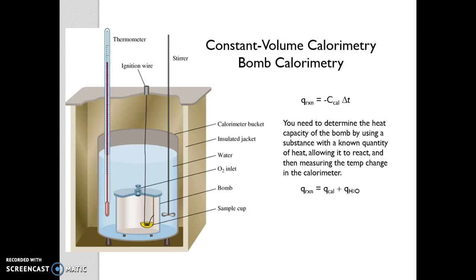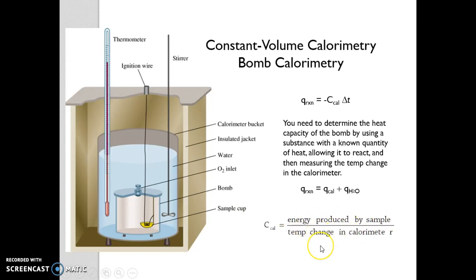So the idea uses this equation to start with. If you don't know the specific heat of the calorimeter, you've got to figure out how much energy is actually going into the calorimeter versus how much energy was going into the water, because the total energy coming from the reaction should be the sum of those two. Once you know the Q of the calorimeter, you can use that to figure out the specific heat of the calorimeter, taking Q divided by delta T.